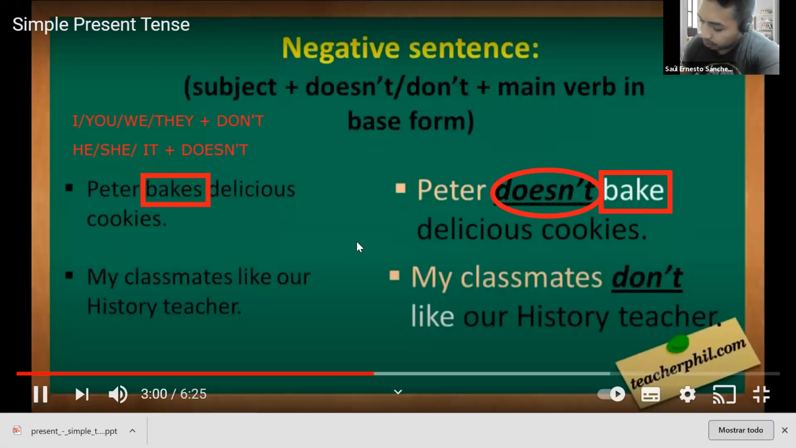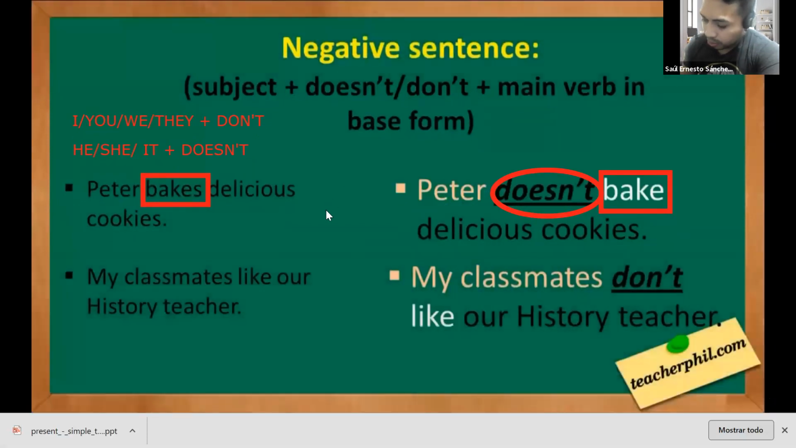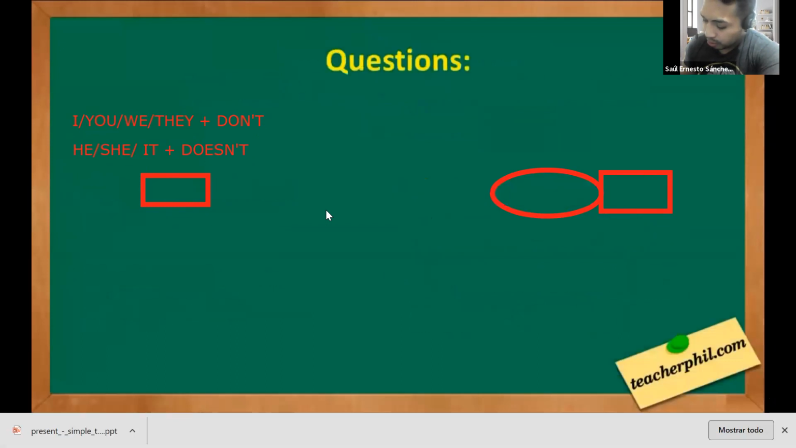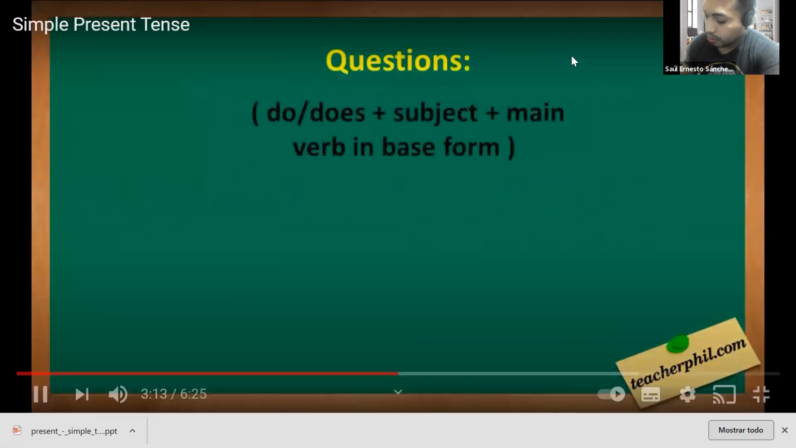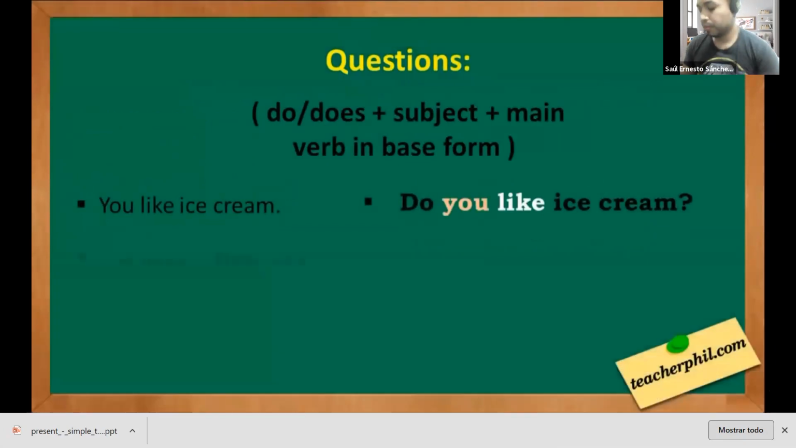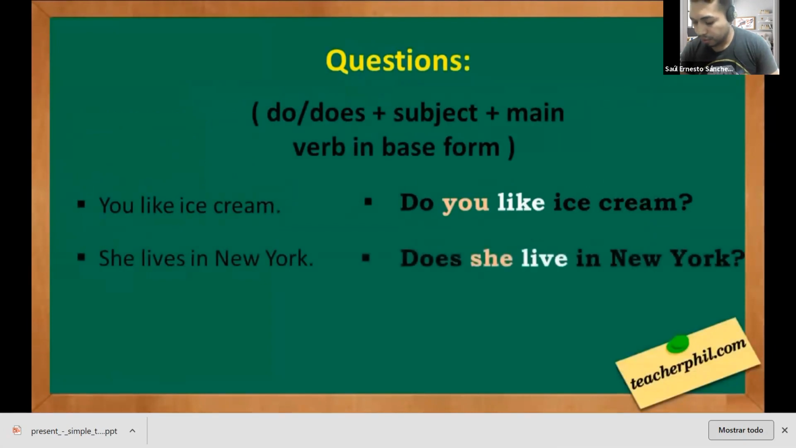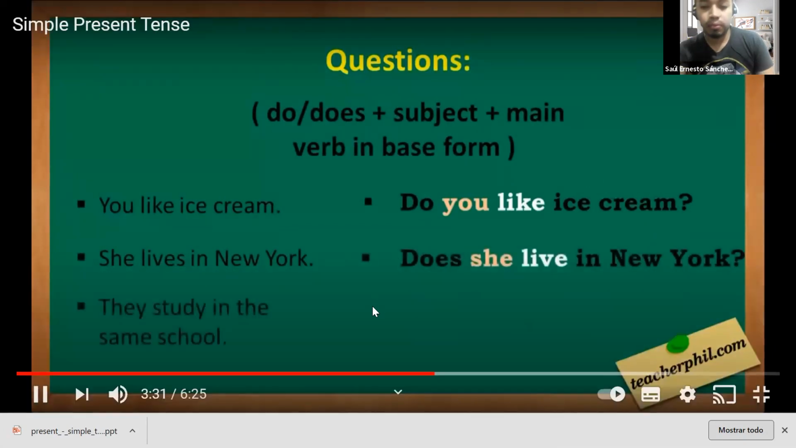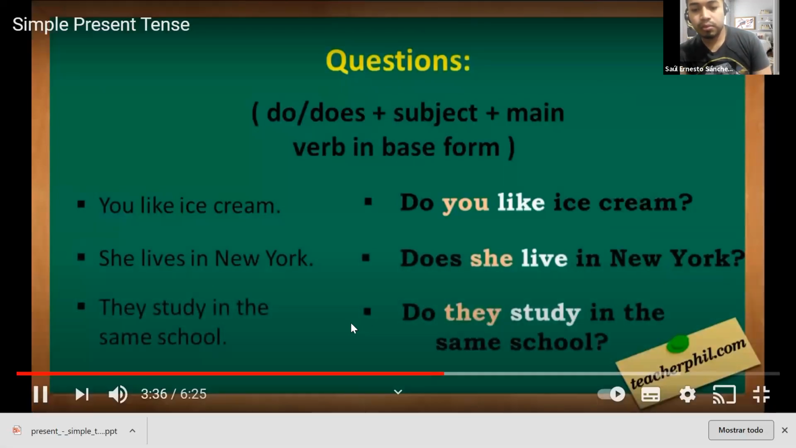The main verbs in these sentences are all changed into their base form, bake and like. For questions, the sentence structure is do or does plus subject plus main verb in base form. Examples: You like ice cream. Do you like ice cream? She lives in New York. Does she live in New York? They study in the same school. Do they study in the same school? Okay.